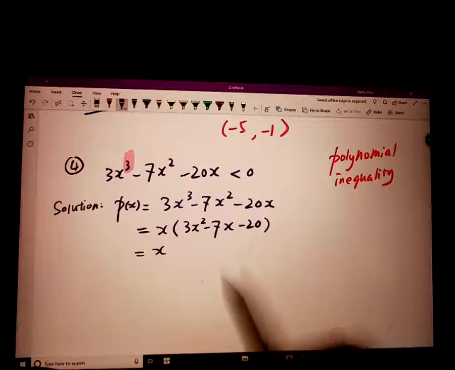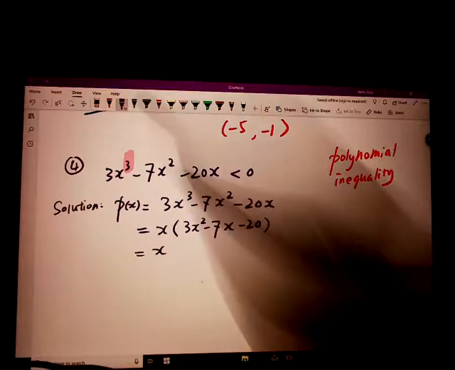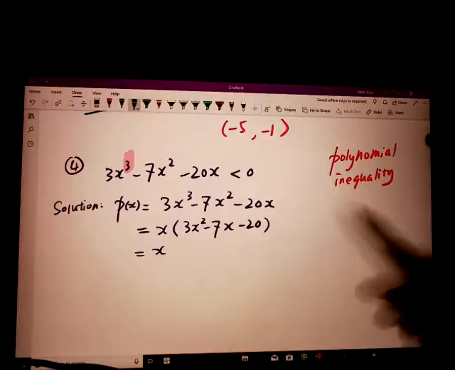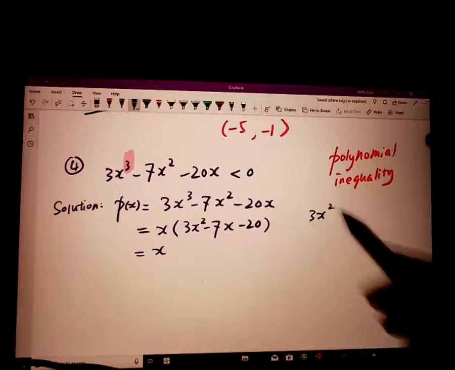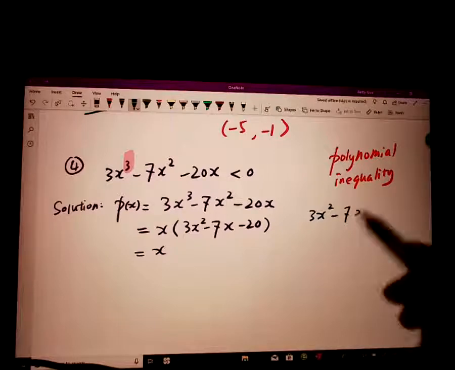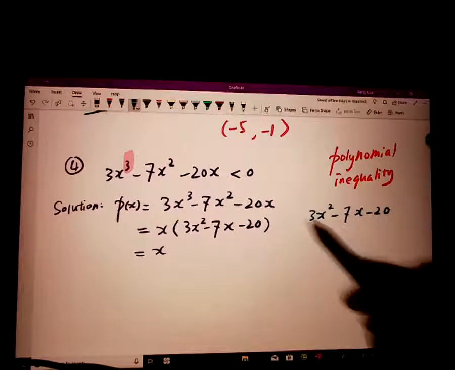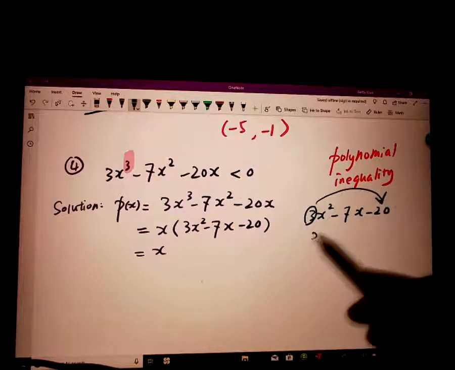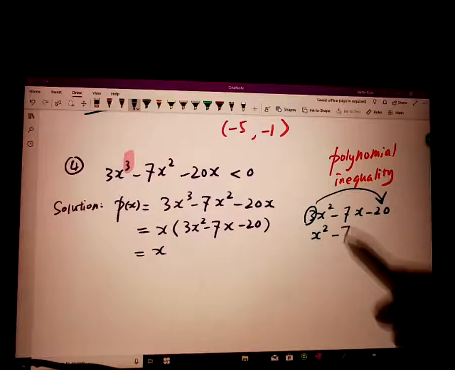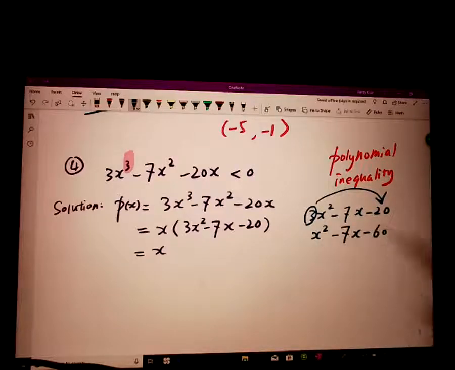Inside the parentheses we have a quadratic trinomial, right? The leading coefficient is different from 1. Let's see if we can use the slide-divide-slide method to factor it. Slide the 3 over to be with the -20. We have x squared minus 7x minus 60.